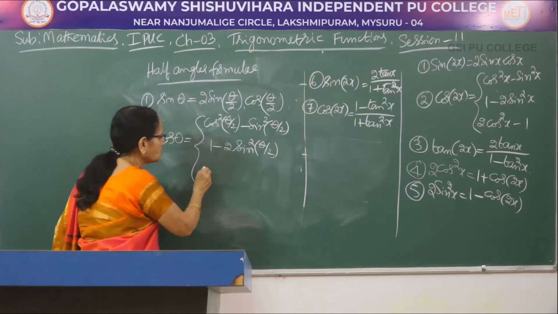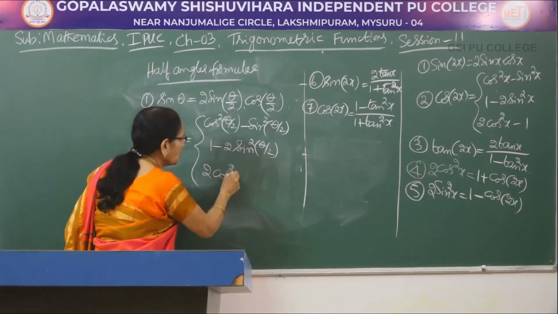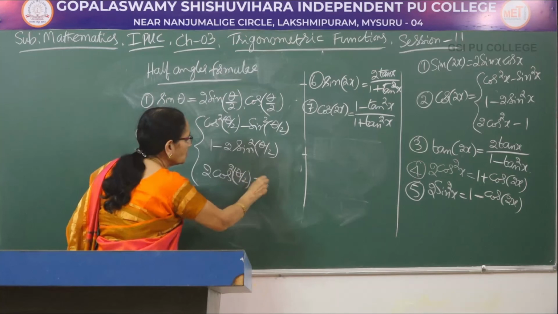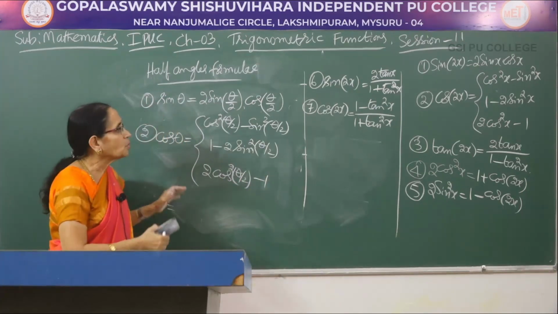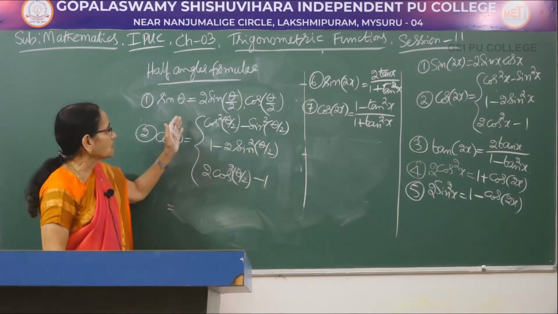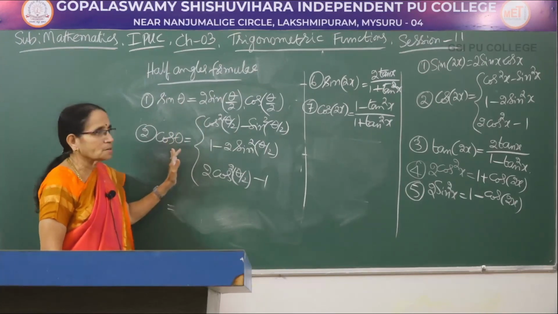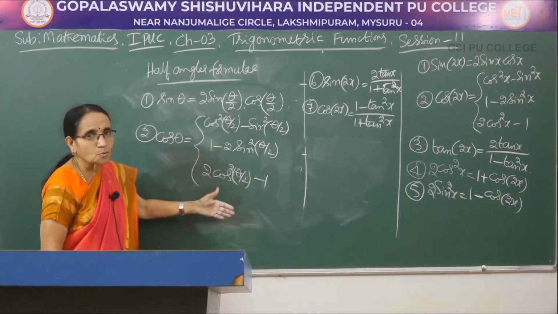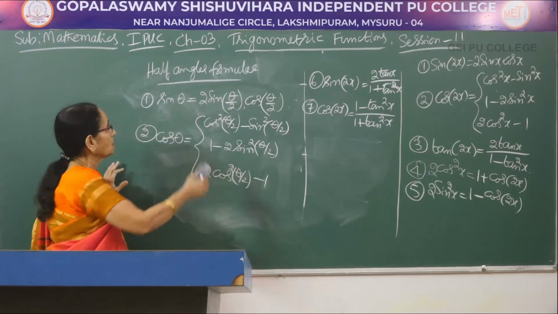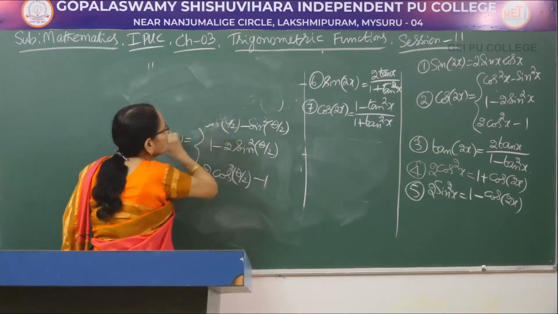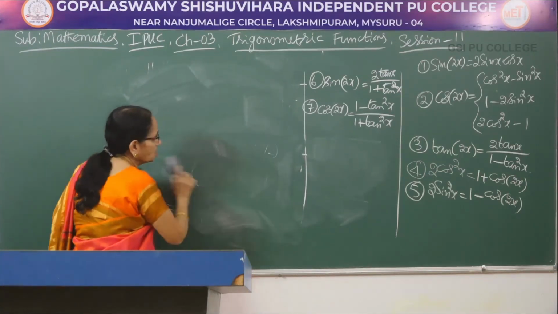And the third one is 2 times cos square theta by 2 minus 1. So, we have used the half angle formula here. So, sin theta and cos theta can be written in this form using the half angle. Now, let me come to the third one, that is the tangent.